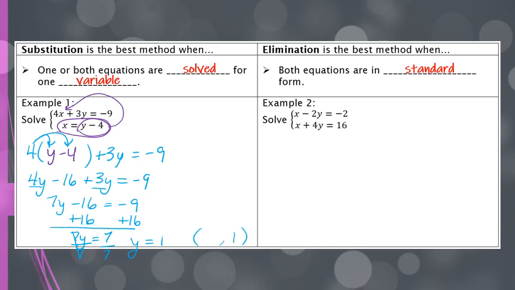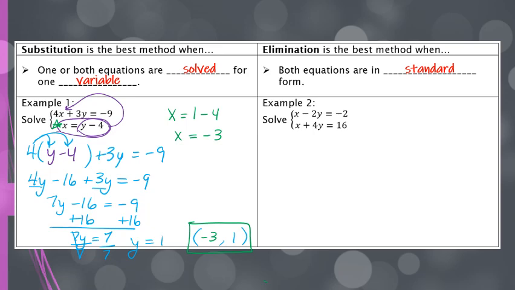Now I have to take that 1 and plug it back into either one of my original equations. This one right here is going to be the best choice because it's already solved for the variable I'm solving for. So I'm going to say x equals, and then it's y minus 4, but I know that y is 1. And 1 minus 4 is negative 3. So the x coordinate of this final answer is negative 3.